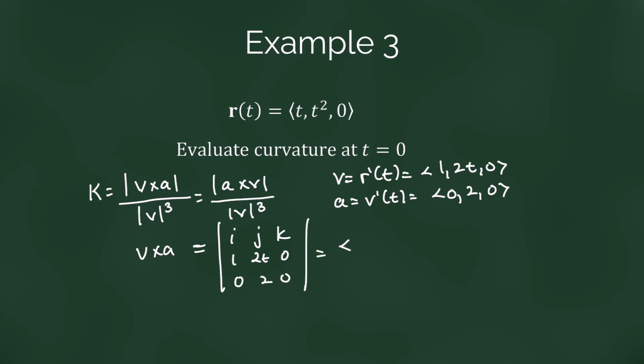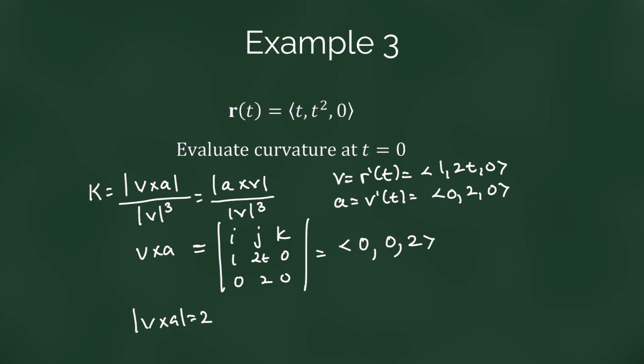Let's see, I get 0, and then 0, and then for k, I get 2 minus 0, so that's 2. And to help build your intuition again, notice that r of t lives in the xy plane. And so its velocity vector and its acceleration vector live in that same plane, which means their cross product has to be orthogonal, which is why it only goes in the direction of k. So the magnitude then of v cross a is going to be 2.